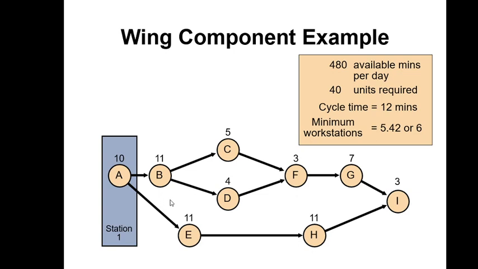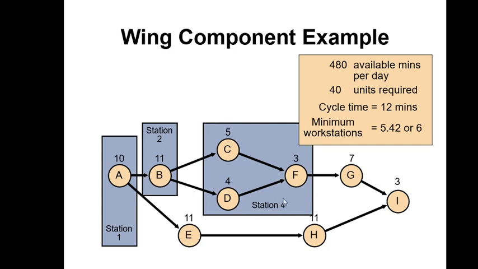Now the next workstation will be station number 2. Task B will be assigned to station number 2 with 11 minutes. So we have an idle time of what? 1 minute, which is 12 minus 11. Station number 3: our task E will be assigned to station number 3, also with 11 minutes, so we also have an idle time of 1 minute.